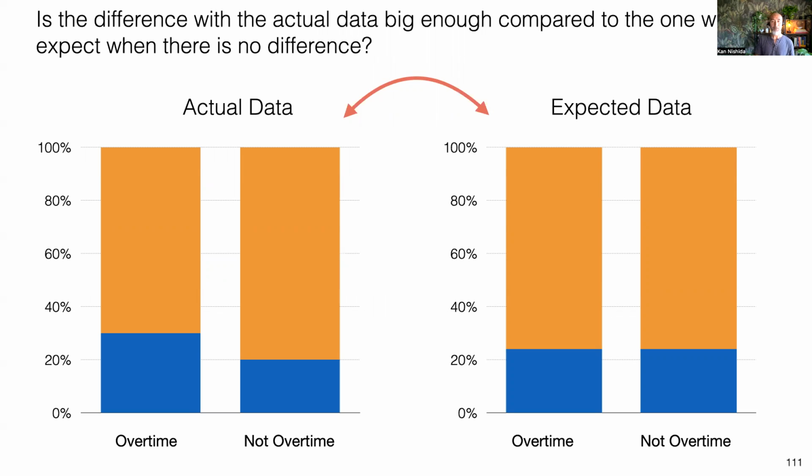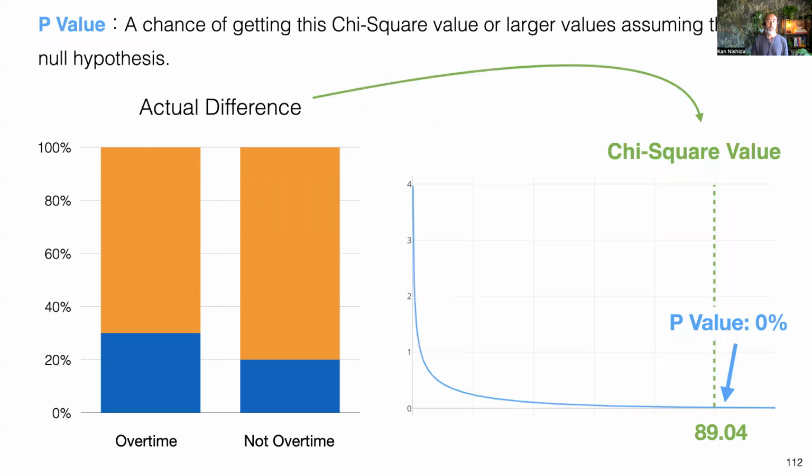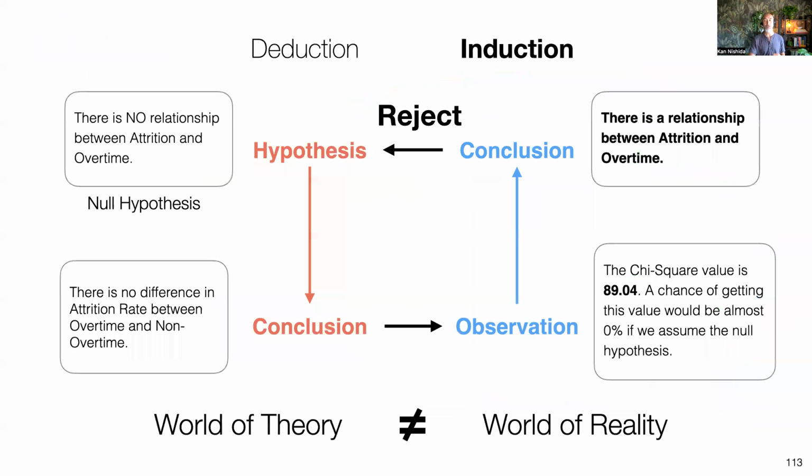Then there's a way to calculate that difference as a single metric, called the chi-square value. And once we get that value, we use a chi-square distribution, which is a probability distribution. Then we can calculate the probability of getting the chi-square value. And based on that p-value, we decide if that difference is significant or not significant.